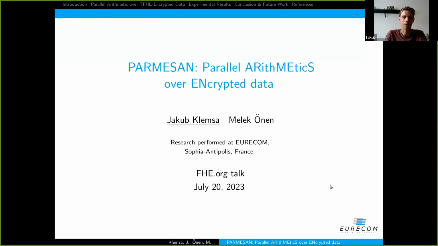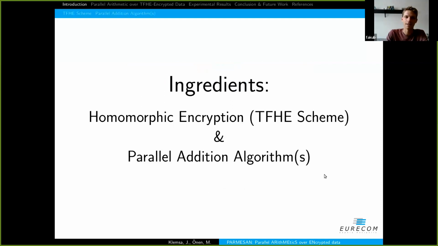Let's start with the talk. The topic of the talk is PARMESAN. That's a library which implements some parallel arithmetic operations over encrypted data. For this, we'll need two fundamental ingredients. One of the ingredients is homomorphic encryption. We have chosen to use the TFHE scheme. And then the second ingredient is the parallel addition algorithm. Actually, there is a family of algorithms. We choose one.